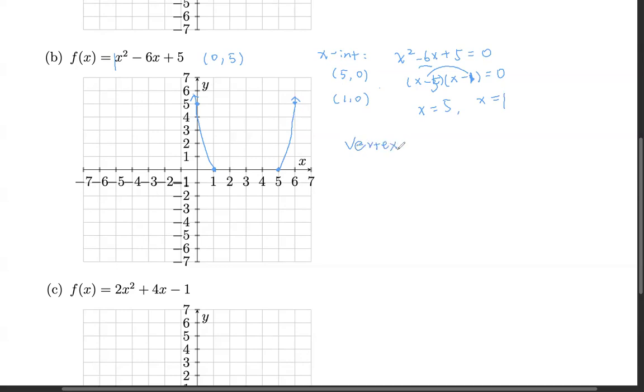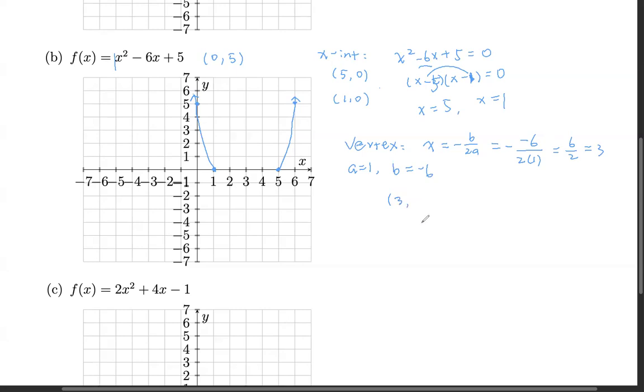How do we find the vertex in standard form? We have x value equals negative b over 2a. Remember, a is the number before x squared, in this case a equals 1. And b is the number before x, which is negative 6. So just plug into the formula: negative b, b is negative 6, over 2 times 1. Negative, negative, positive. So 6 divided by 2, that's 3. So the x value is 3.